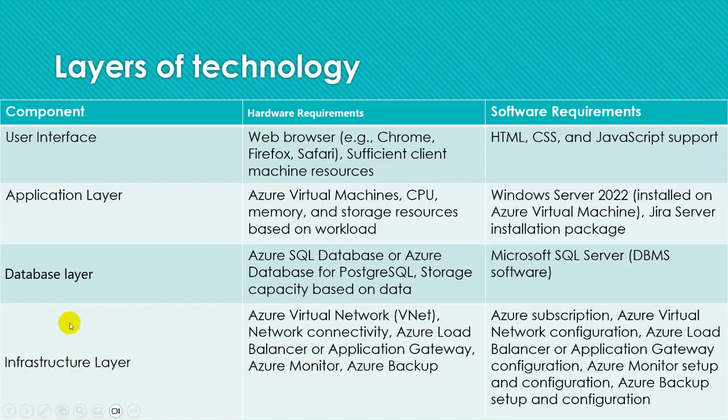For the infrastructure layer, Azure Virtual Network or VNet. We also need network connectivity, Azure Load Balancer or Application Gateway, Azure Monitor, Azure Backup. For the software requirements, we need Azure Subscription, Azure Virtual Network Configuration, Azure Load Balancer, Azure Application Gateway Configuration, Azure Monitor Setup and Configuration, and Azure Backup Setup.